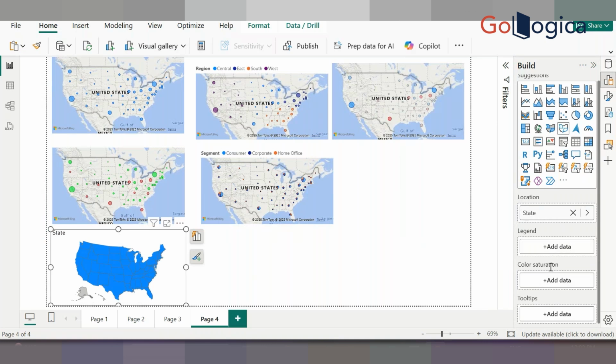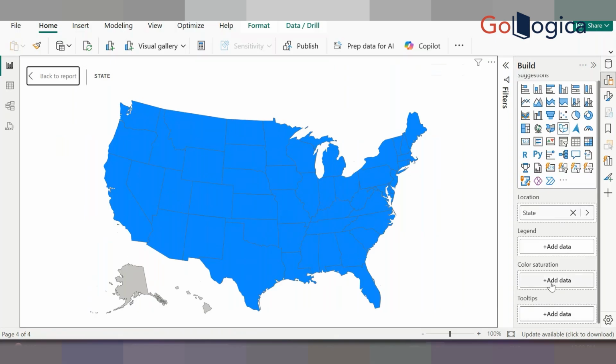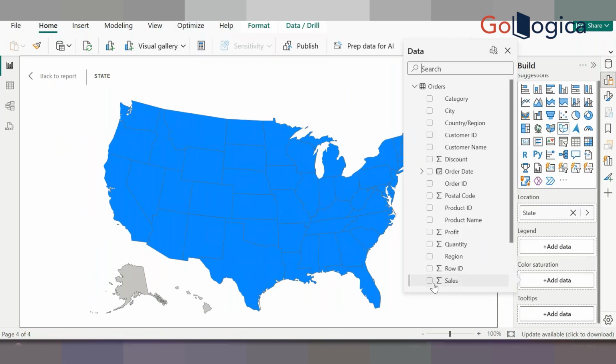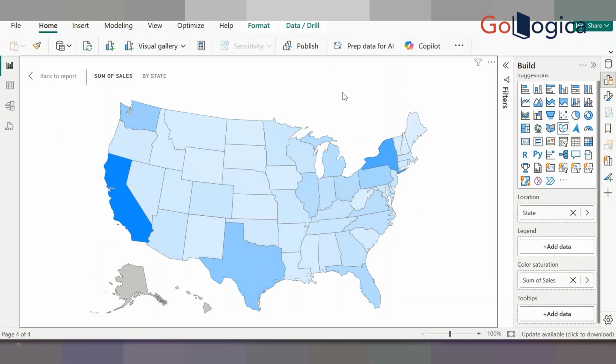We don't have bubbles here. It's a filled map, so we have a color saturation. In the field color saturation, you can add a measurable value, say sales. We can see here which state has high sales and which state has low sales. We are able to understand this. This is a shape map.